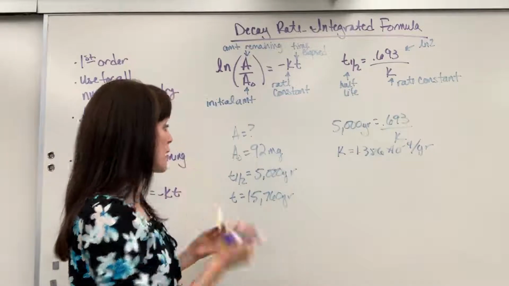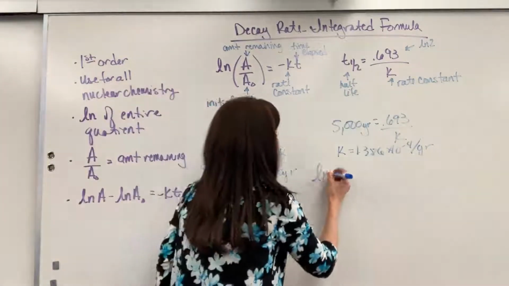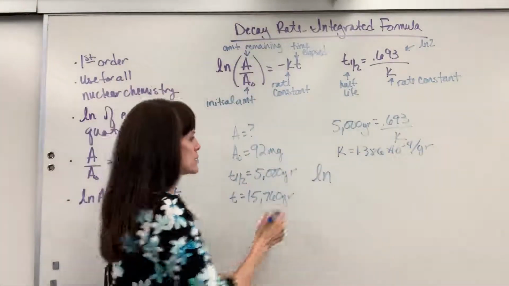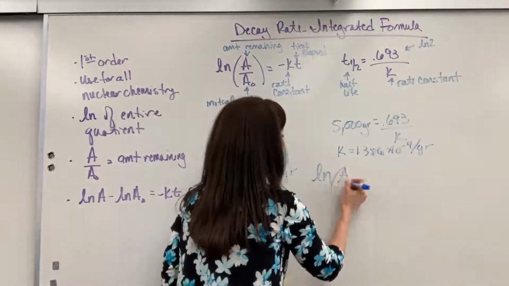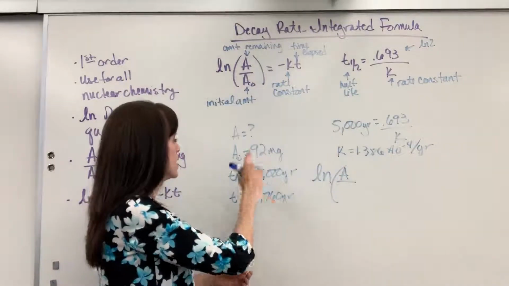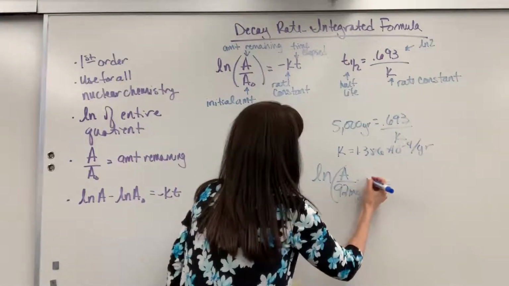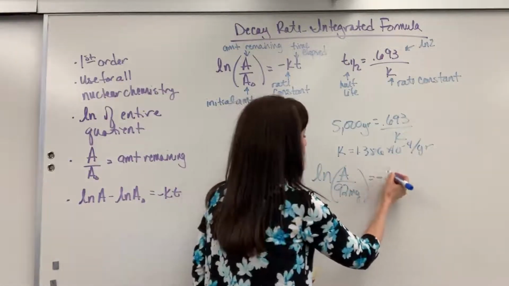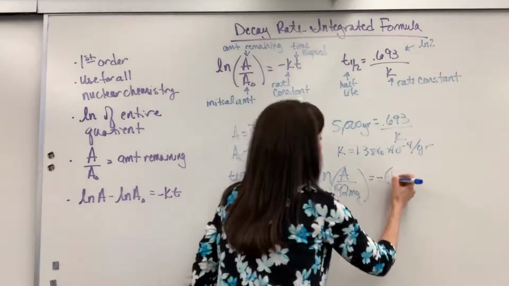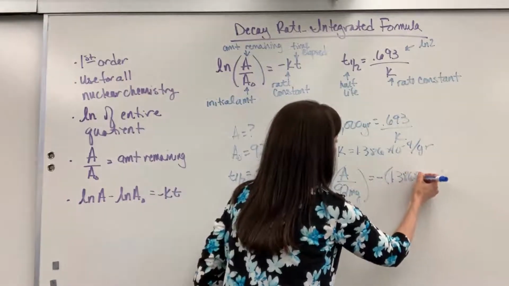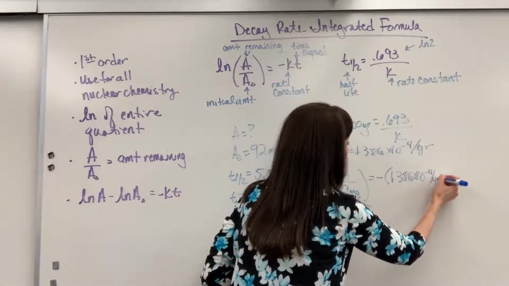Okay, so now we can plug into our integrated formula. We've got natural log of, here's my unknown, how much is remaining, A over A naught. The initial amount was 92 milligrams, equals negative K, 1.386 times 10 to the minus 4, notice per year.